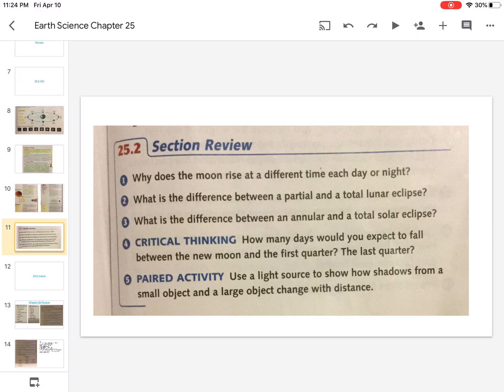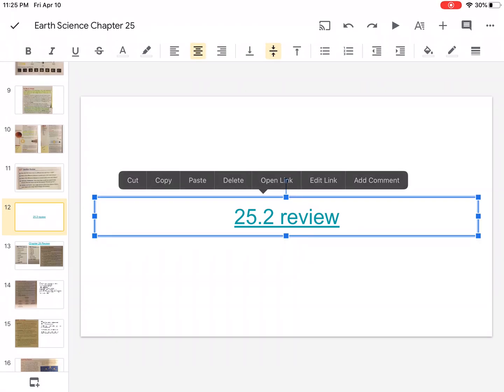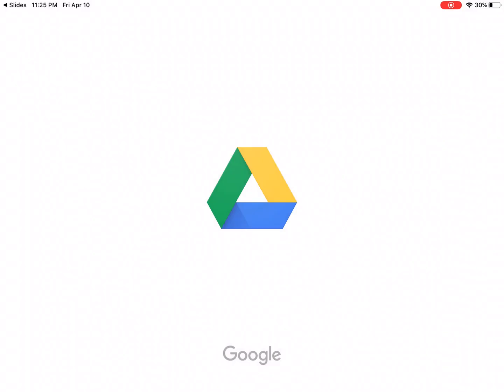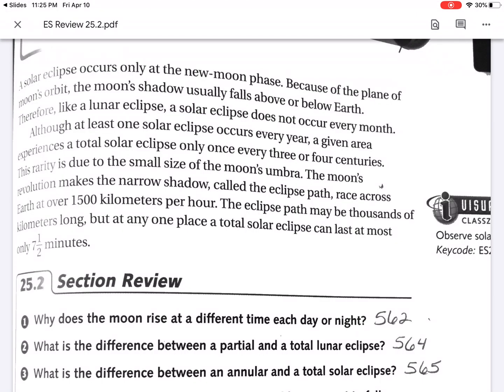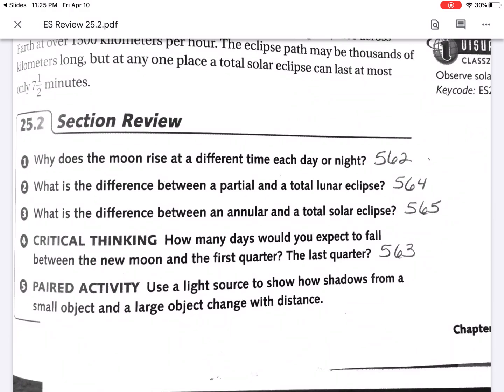So we have our section review and we have our worksheet done. Now we have 25.2. I'm going to show you this because you can look at this quickly if you were unable to follow some of what I went over. So I'll leave this up for a second so you can write those page numbers down.